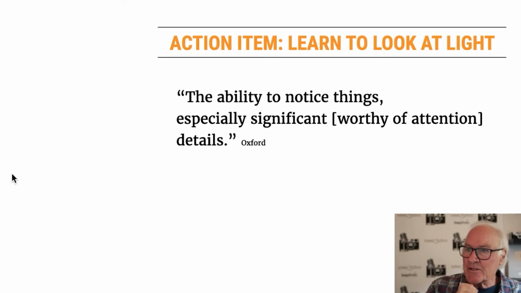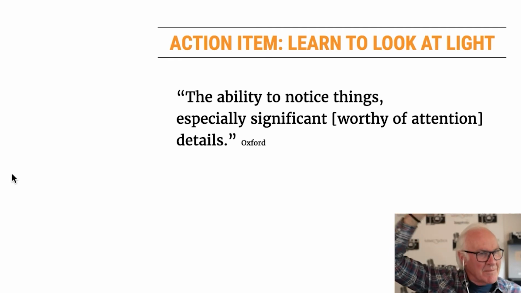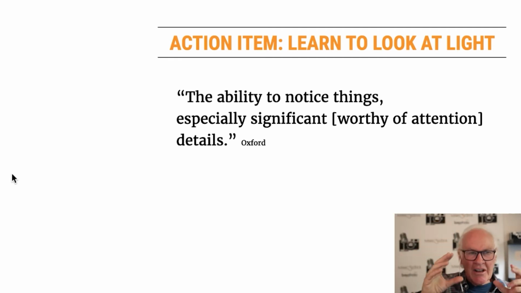And then we get to the next stage, which is a separate part here. I didn't want to go over this. So lighting can be very confusing. You have to learn to observe it. And that means the ability to notice things, especially significant or worthy details. You've got to look at light and see it. You walk into a room, you want to see where the light source is. If you have a fluorescent light overhead, maybe you want to turn it off because it's going to put green and other weird colors into your image that you may not like. So you look for those things.